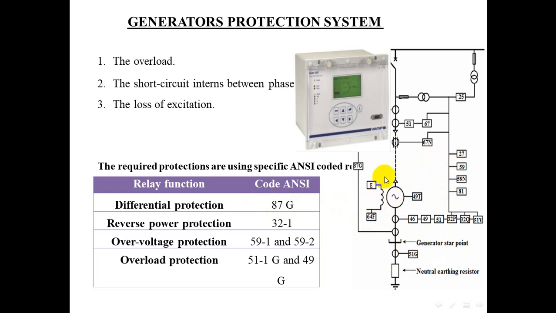2. The reverse power protection, 32-1. 3. Overvoltage protection, 59-1 and 59-2, which is used at the generator start point. 4. Overload protection, 51-1 and 49G, grounded.